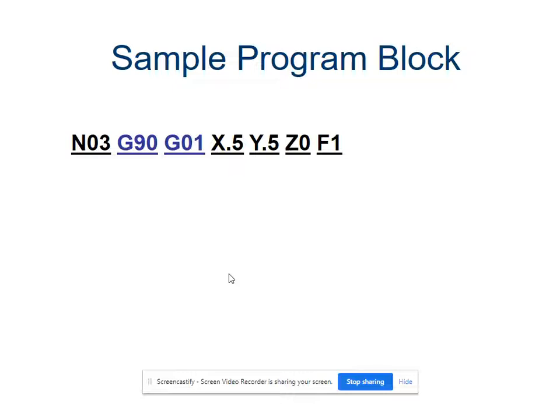Now, here we go. All right. DJ, what is the N03? What does that mean? What did N stand for in the first two examples? It's the line number, okay? So this is the third sample program block. All right, so we'll come back. Nick, G90. What's a G90?